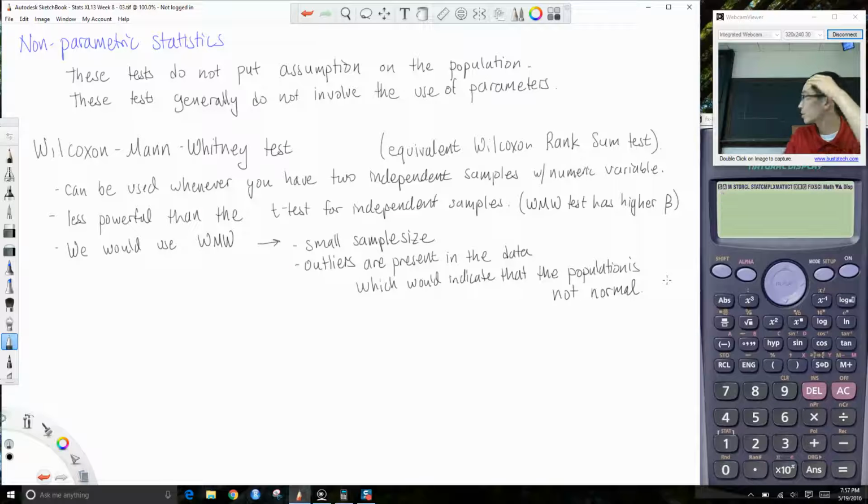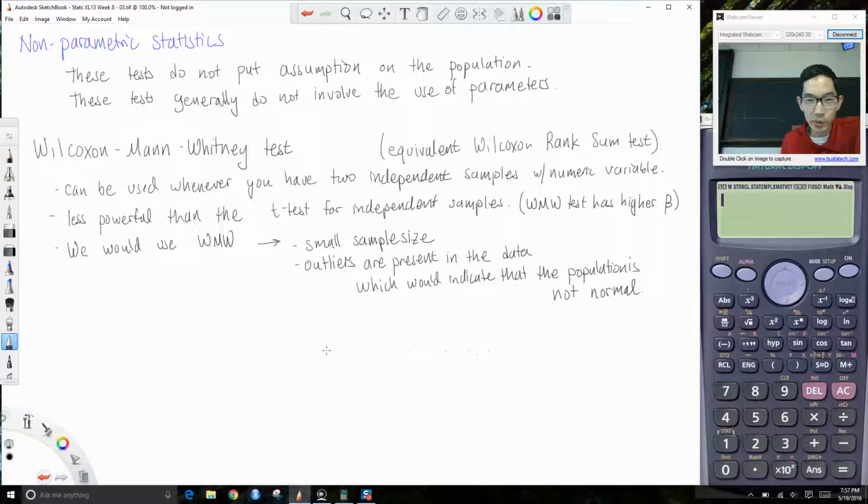Okay, and so using the t-test here could be a bad move because the central limit theorem might not hold, and the t-test depends on that kind of mathematical foundation. So this is when we would want to use the Wilcoxon Mann-Whitney test. Okay, so let's talk about how this works.